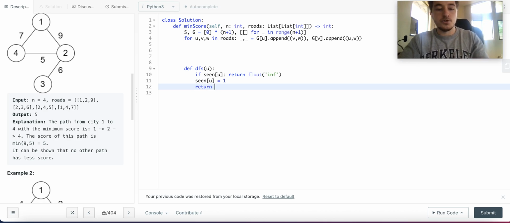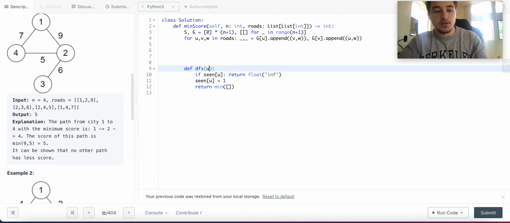And then all we have to do is return the min. Well, the minimum of what? Well, we're trying to find the minimum road, right? So I'll look at the minimum road for all my neighbors. So for all my neighbors, just trying to think of the best way of doing this.